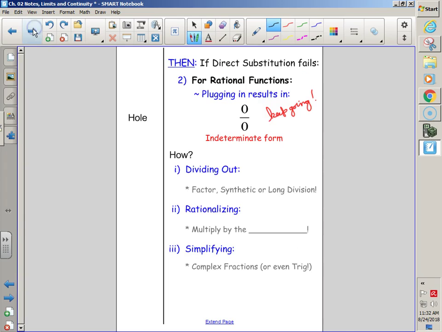Moving on. Keep going. Try to plug in. As long as it works, you're good. Watch out for domain problems and watch out for discontinuities. Test around holes and vertical asymptotes. 0 over 0, keep going.